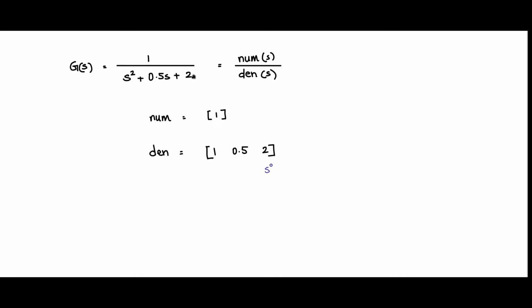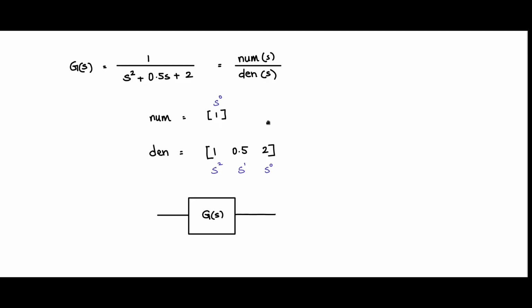So this is s to the power of 0 coefficient 2, as you see here. 0.5 is the coefficient of s to the power of 1, and 1 is the coefficient of the second order. Likewise, the numerator also, 1 is the coefficient of s to the power of 0. So this is how you would represent the numerator and the denominator polynomials of a transfer function.